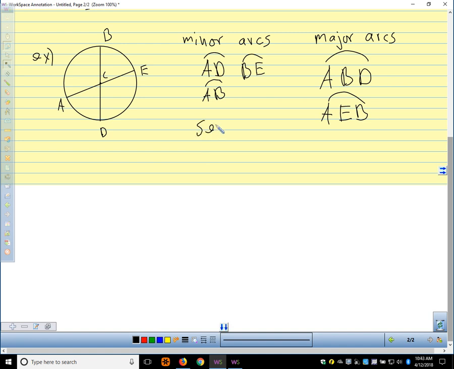How about a semicircle? Someone name a semicircle for us? ADE would be a semicircle because we end up on one side of the diameter. What would be another one? BED would be a semicircle. Start here, end up at the other side of the diameter. We could name a couple more, but those would be semicircles.